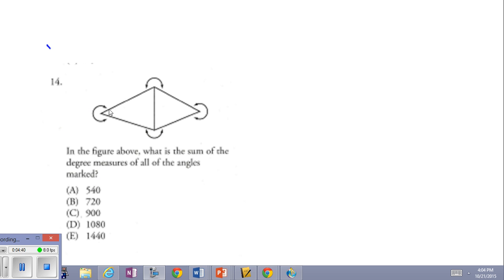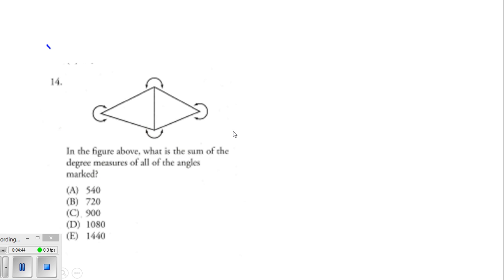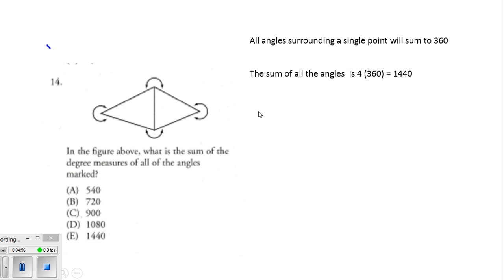We would have all the angles around a circle, which would sum up to 360. So all the angles surrounding a single point will sum up to 360. So surrounding a single point here, 360, 360, 360, and 360. So that would give us a total of 4 times 360 or 1,440. But wait a minute, that's not what we want.